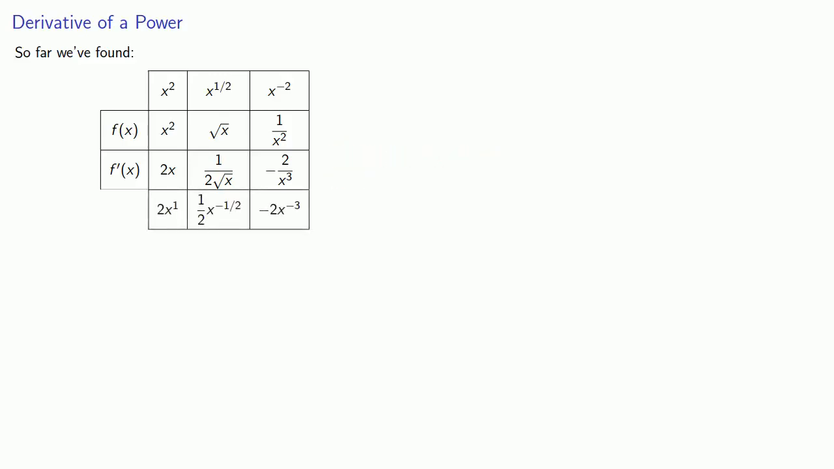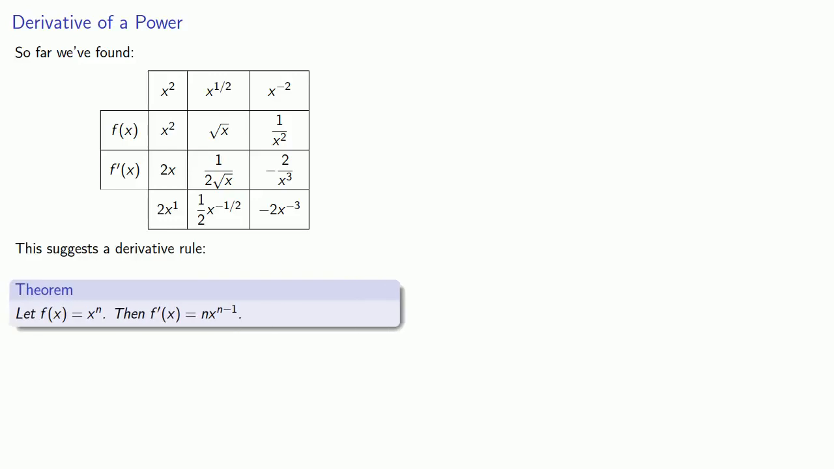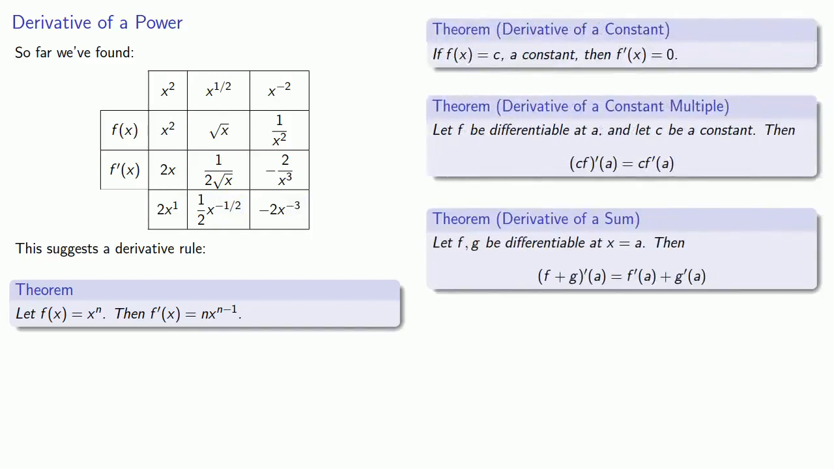And if we look carefully, these three examples suggest an important derivative rule. If f of x equals x to the n, then f prime of x is n x to the power n minus 1. In other words, our exponent comes down front as a coefficient, and our power drops by 1. Now if we combine this with our other derivative rules, then what we get is a method of finding the derivative of any polynomial, as well as a number of other types of functions.